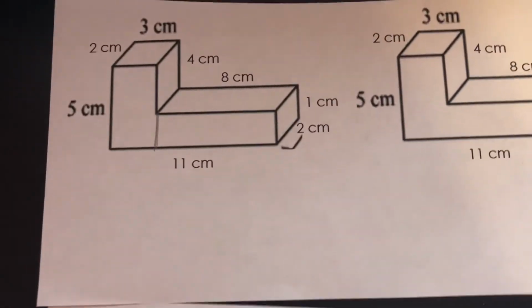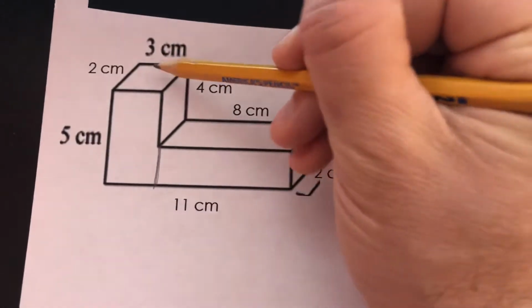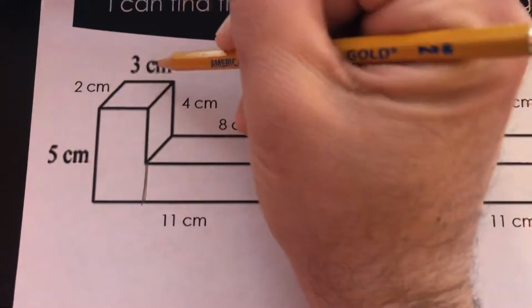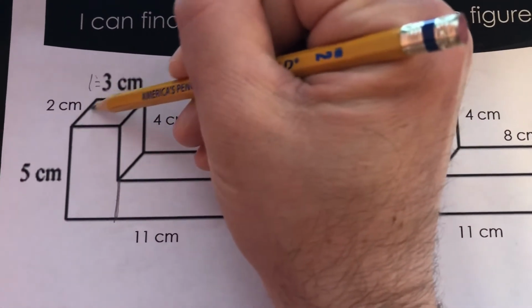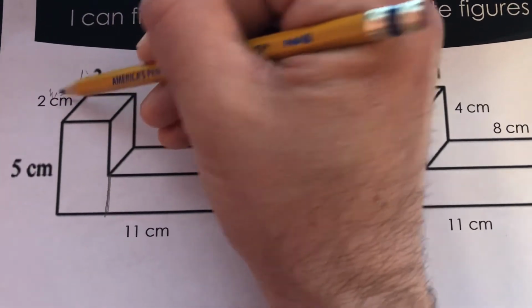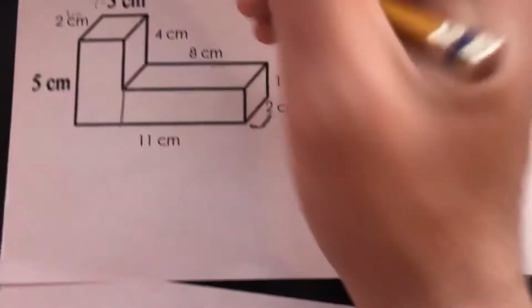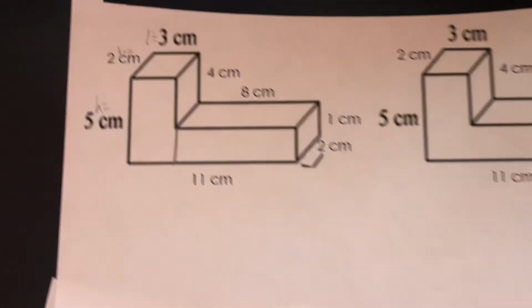So let's see. I see the one on the left here. I see the distance across is actually labeled right here, so I'm going to label that as the length. I've got the edge front to back, so the 2 centimeters equals the width. And then we've got the height over here, which is the 5 centimeters. So we got all our dimensions for the one on the left.